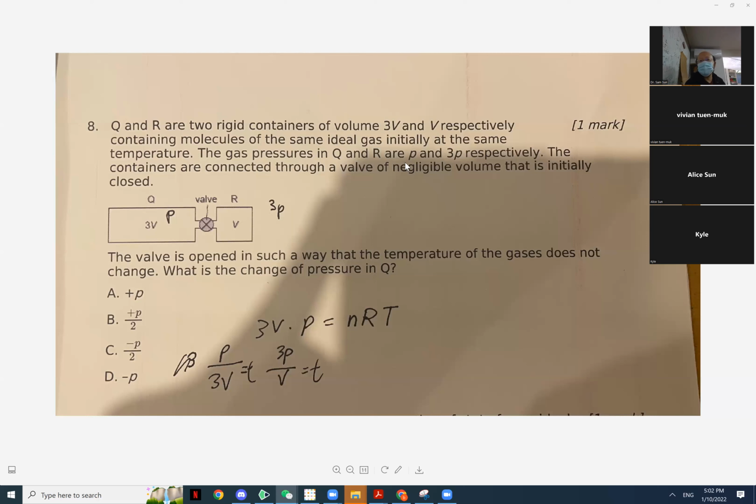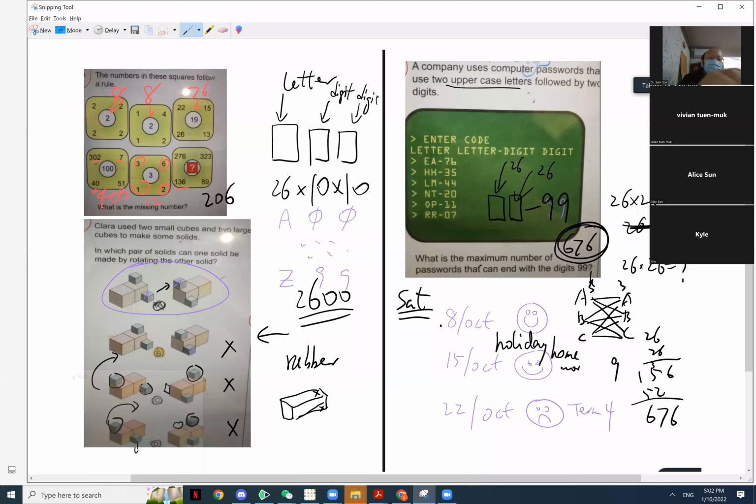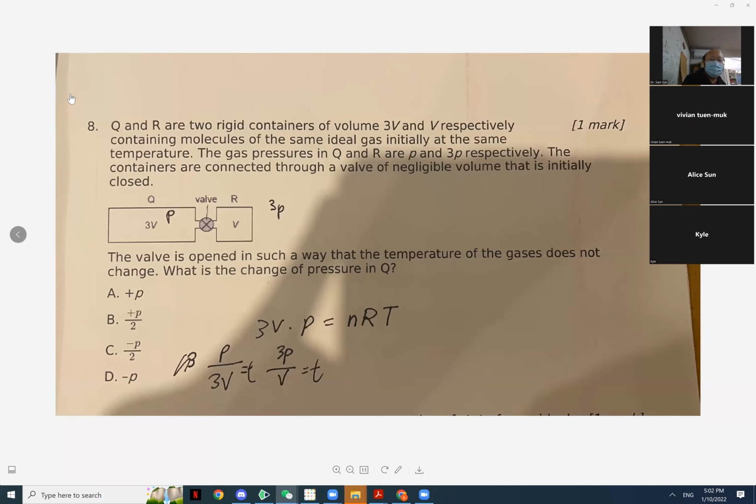Two rigid container. Rigid container means the volume doesn't change. Okay. Which one we choose? So the only formula we have will be PV equals nRT. That's called the ideal gas equation.